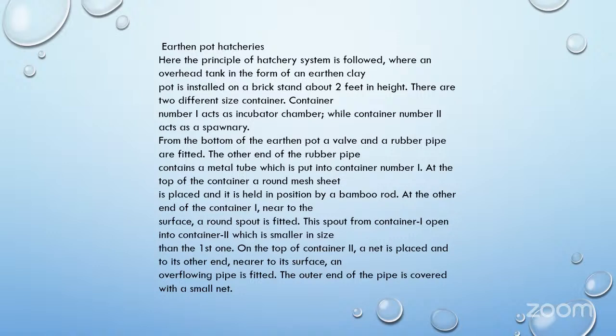This spout from container 1 opens into container 2, which is smaller in size than the first one. On the top of container 2, a net is placed, and at its other end, nearer to its surface, an overflowing pipe is fitted. The outer end of the pipe is covered with a small net.